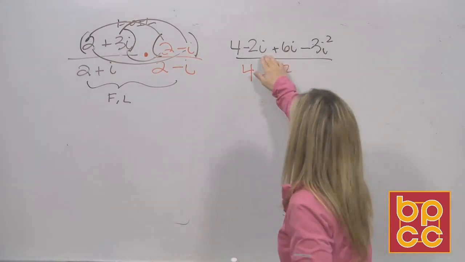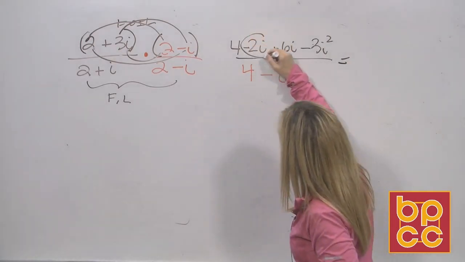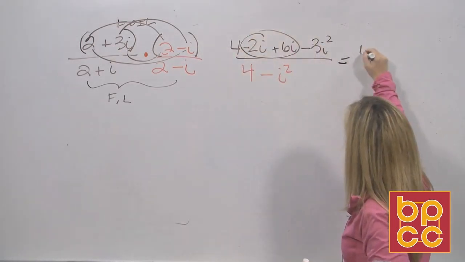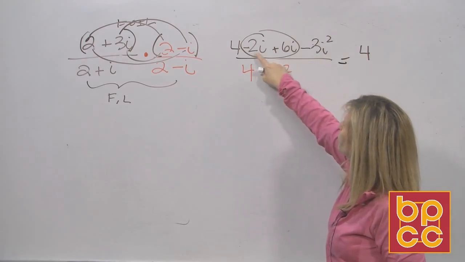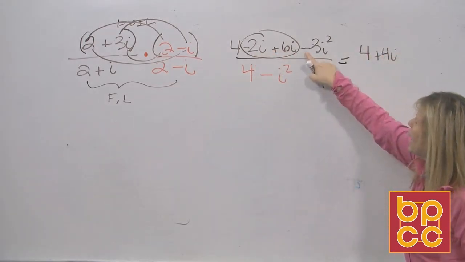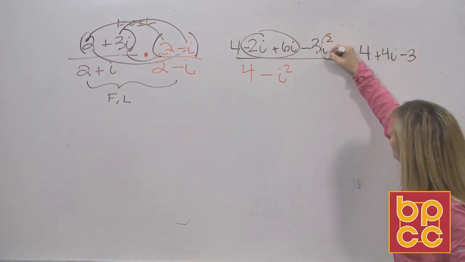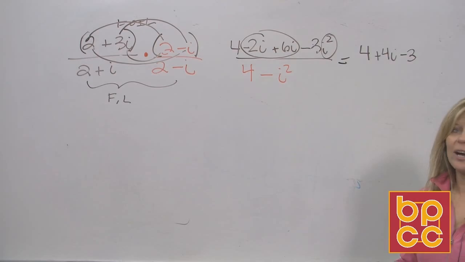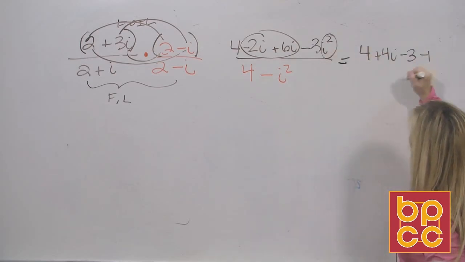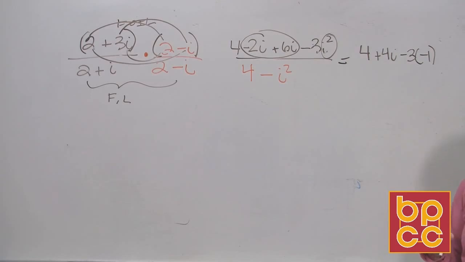So let's start up here in the numerator. What's alike we can put together? Oh, these terms. So we're going to leave the 4. Negative 2i plus 6i is positive 4i. Minus 3i squared. We're going to leave the minus 3. But wait a minute. What do we learn about i squared? Very good. We're going to put a negative 1 in that spot. And because they're side by side, they're connected by multiplication. Everybody with me? Now we're not done in the numerator.